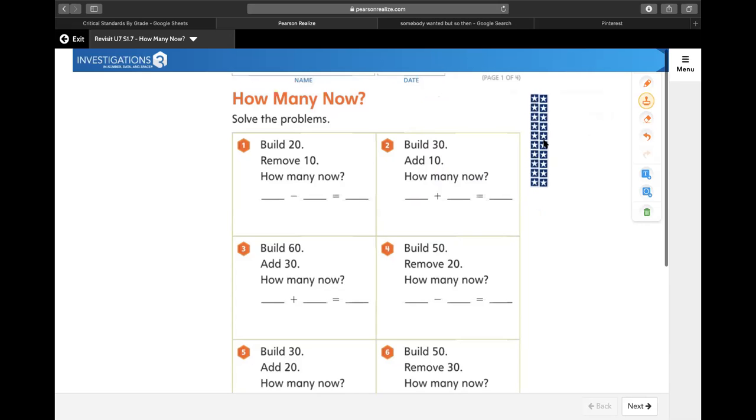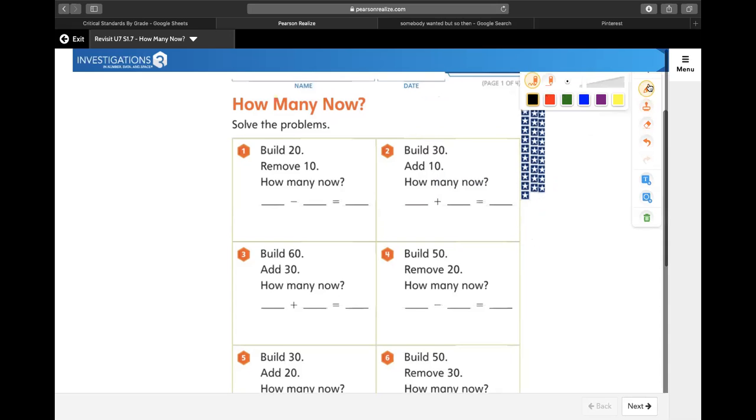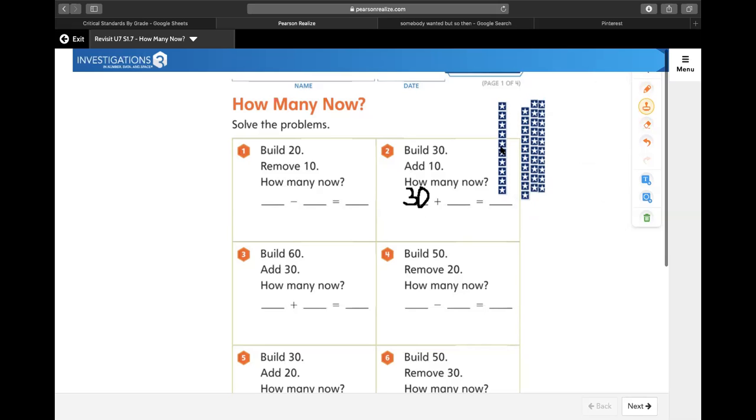So 1, 2, 3. So I have 10, 20, 30. Now let me write my 30 here. I want to add 10. So that means I want to add one more tower of 10. I'm adding one more tower of 10. I'm going to write it here because that's how many I added. So now I have 10, 20, 30, 40. I have 40 now.